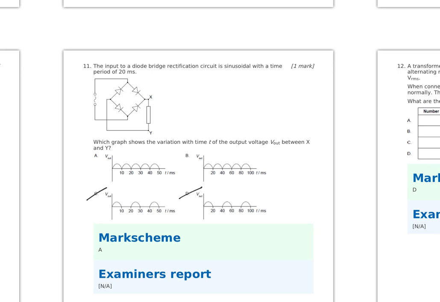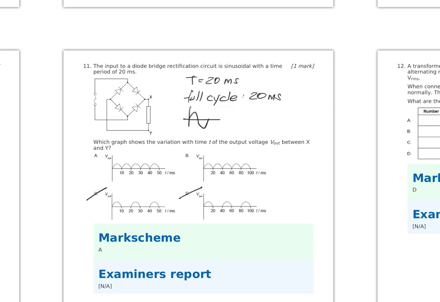And so let's see. It has a time period of 20 milliseconds. It says that in the description. So that means that the full cycle is completing in 20 milliseconds. Let's remember what a fully rectifying circuit does. It takes the negative portion of the voltage and flips it into the positive. So the full cycle is going to need 2 peaks.